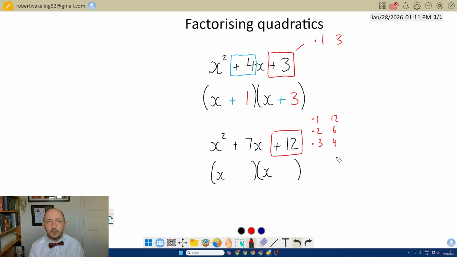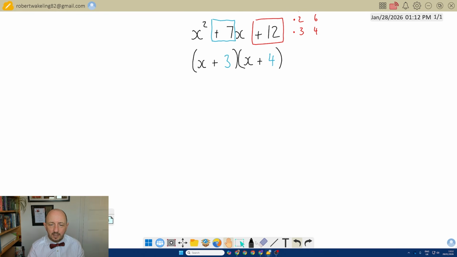So we have a few choices here. We look at our number here, and only one of these pairs will make 7. Like 1 and 12, 2 and 6, no, we can't make 7 from those. It has to be 3 and 4. To make positive 7, we need a plus here and a plus here so that we can add them together to give 7.